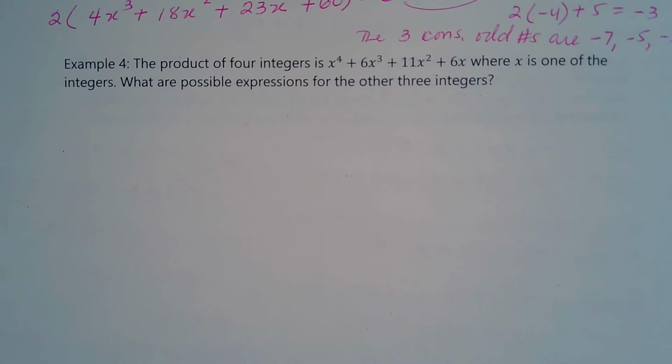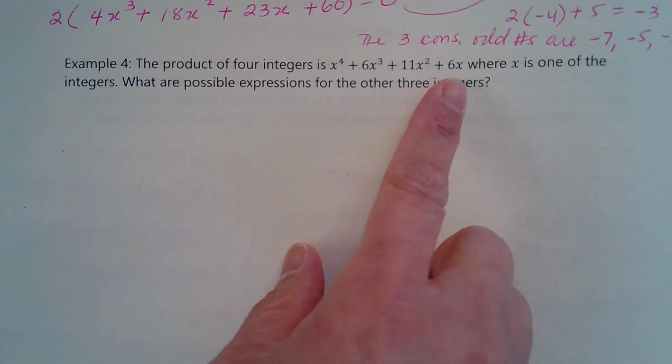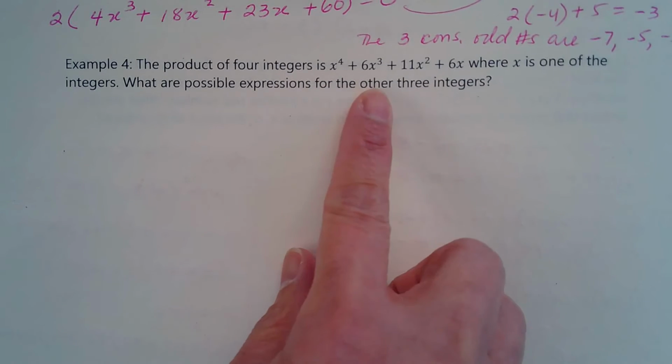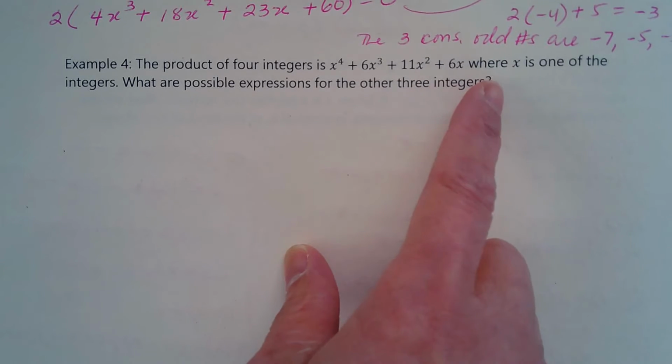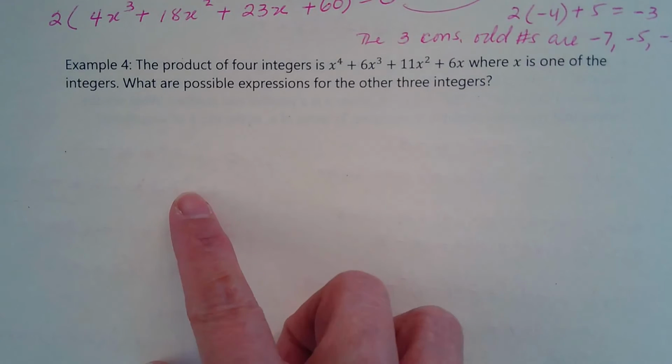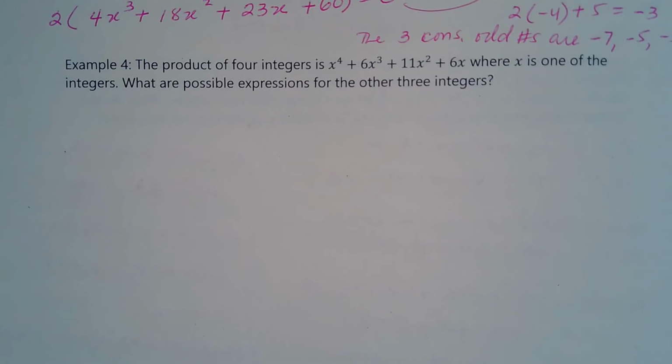So the last example here says the product of four integers. We don't know what the four integers are, but their product is described by this polynomial, x to the fourth plus 6x cubed plus 11x squared plus 6x, where x is one of the integers. Oh, okay, they're already telling us one integer. This is x. So what are the possible expressions for the other integers?